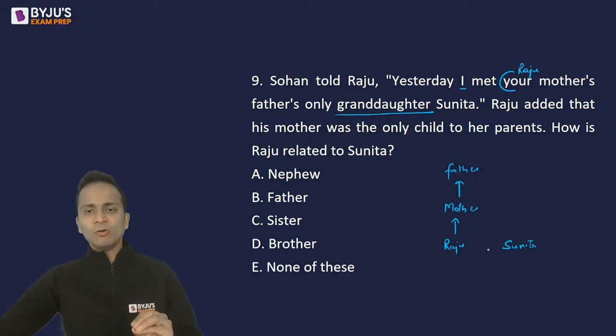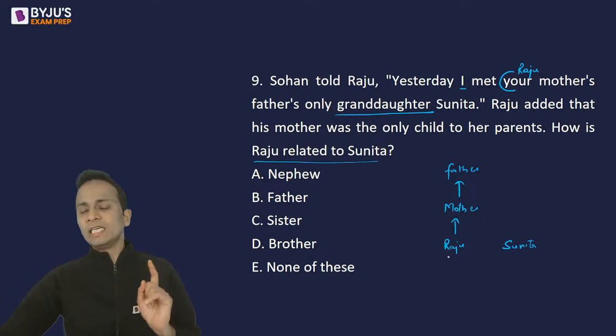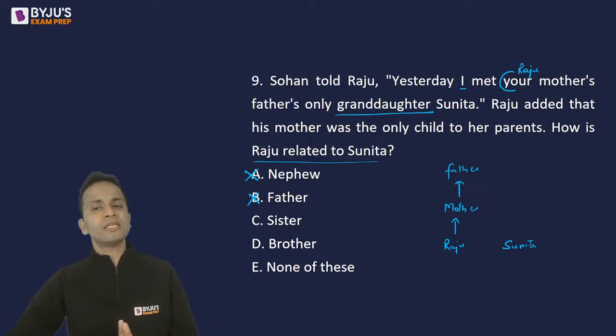Fine. Now, generally, the questions can be answered from this statement only, up till this point. You don't have to read later, or on the basis of this, you can eliminate some options. You'll have to find out the relation between Raju and Sunita. Raju and Sunita are in the same generation. So it cannot be nephew, it cannot be father, okay? It can be brother, sister, cousins, something like this, okay?